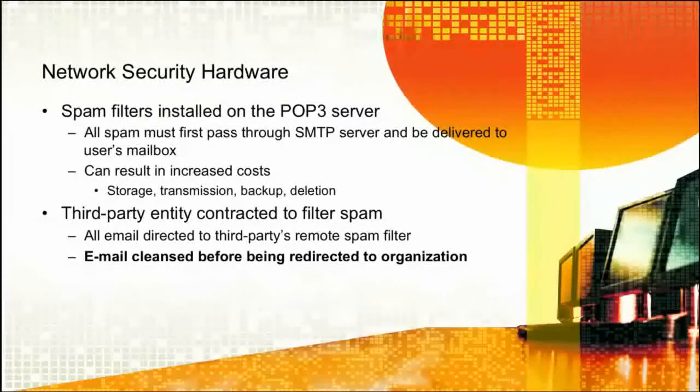Spam filters installed on the POP3 server are configured a little differently. All spam must first pass through SMTP servers and be delivered to the user's mailbox. This can result in increased costs in the form of storage, transmission, backup, and deletion. For this reason, a lot of organizations have outsourced to a third-party entity. This way, all mail is directed to the third party's remote spam filter, and the email is then cleansed before being redirected into the organization's primary network.